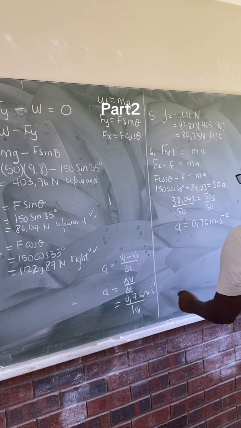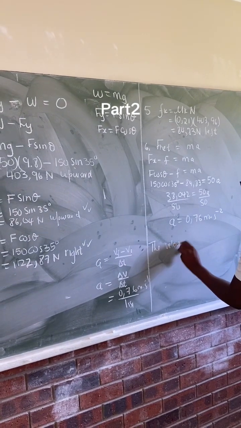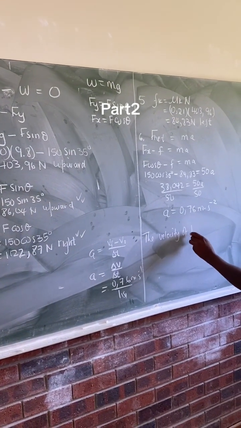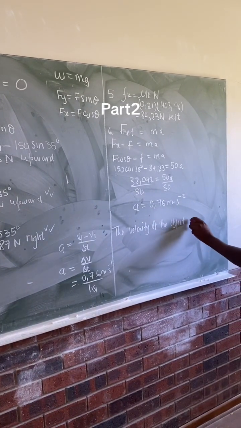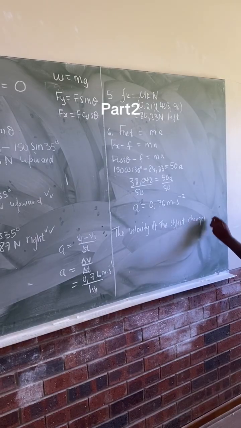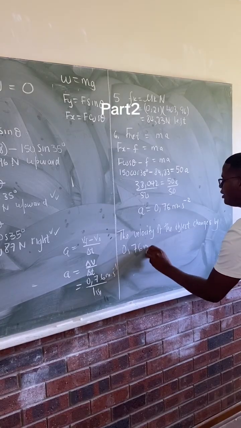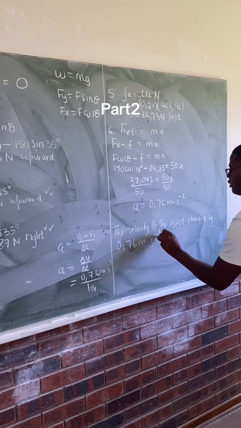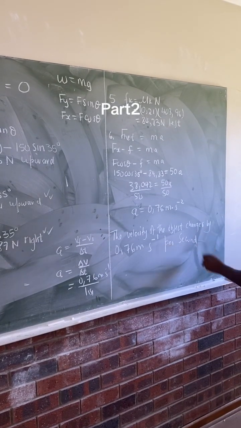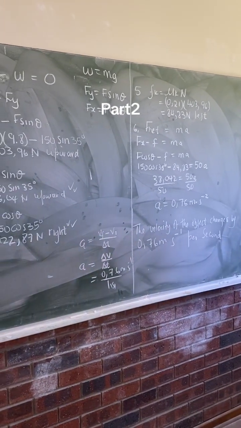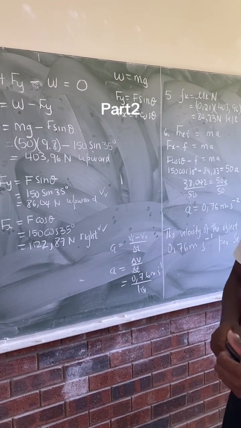So now the meaning of this is that the velocity of the object changes by 0.76 meters per second, every second. So the velocity at which the ball is changing is 0.76 meters per second. And thank you for watching.